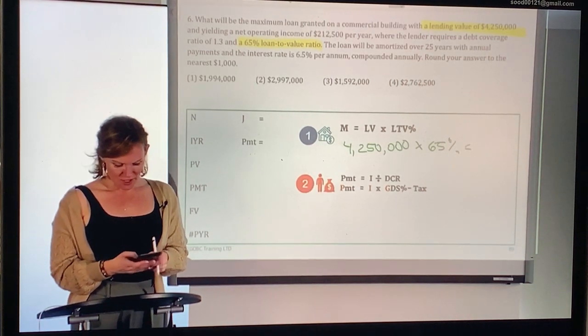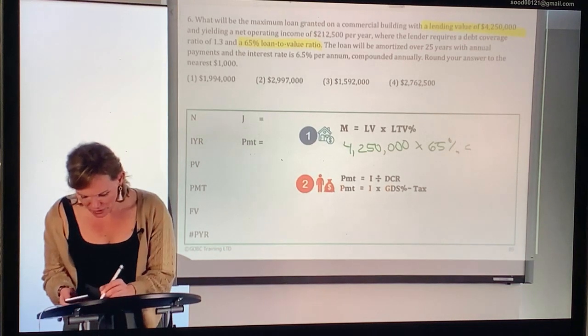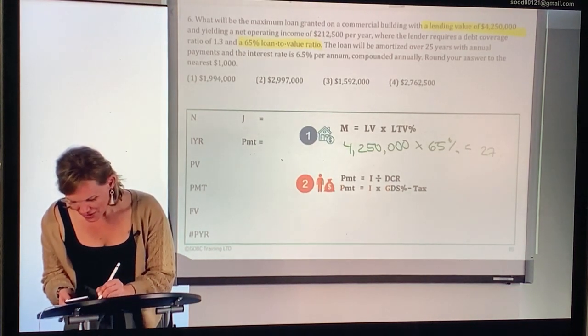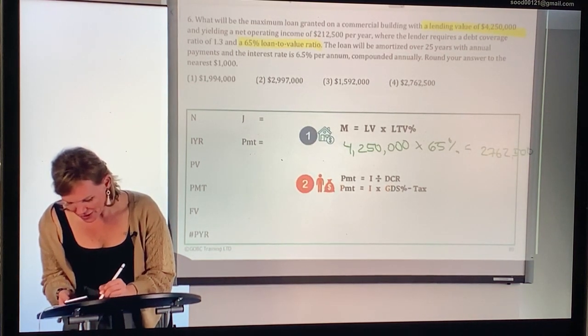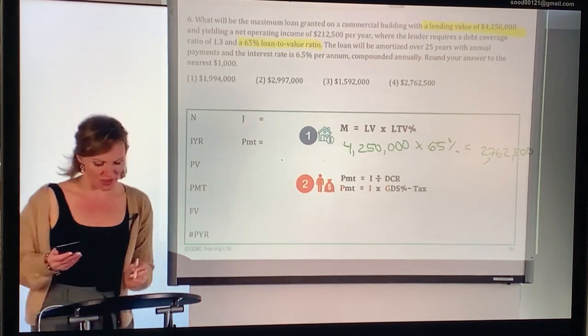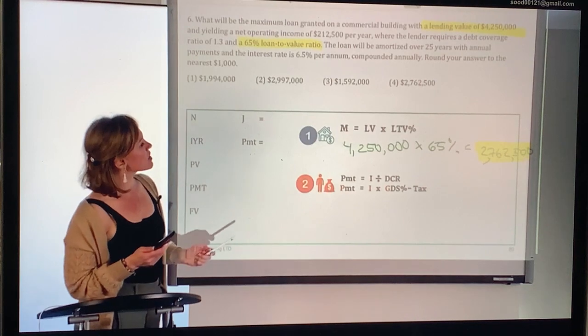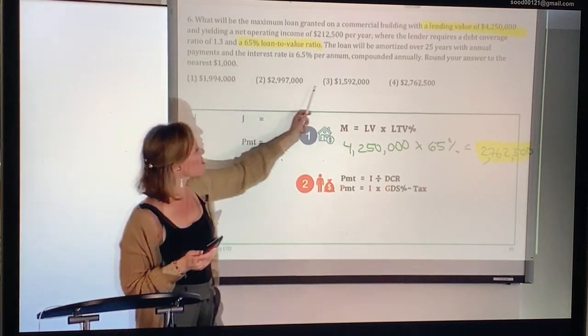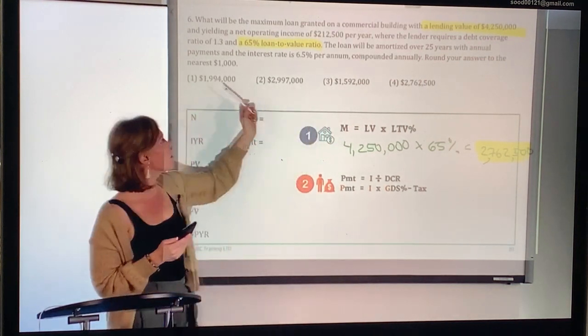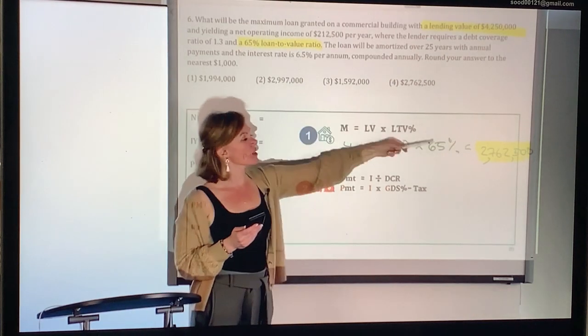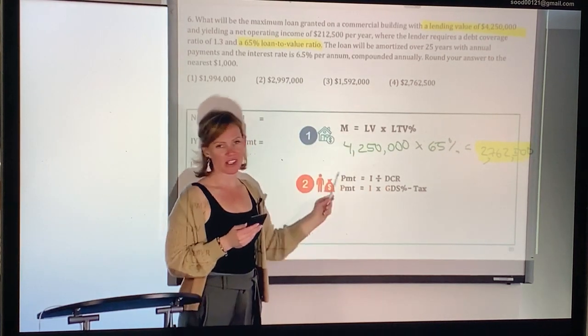Times it by 65. Okay, mine came up to 2,762,500 in there. Okay, so 2,762,000. So that's my first constraint that I got out of this question. And what do I do with this number? 2762. I look back at the answers and I see that it's in here, but I see also we have 1.5, 1.9. It's not the lowest one. So I am obligated to do the second side.